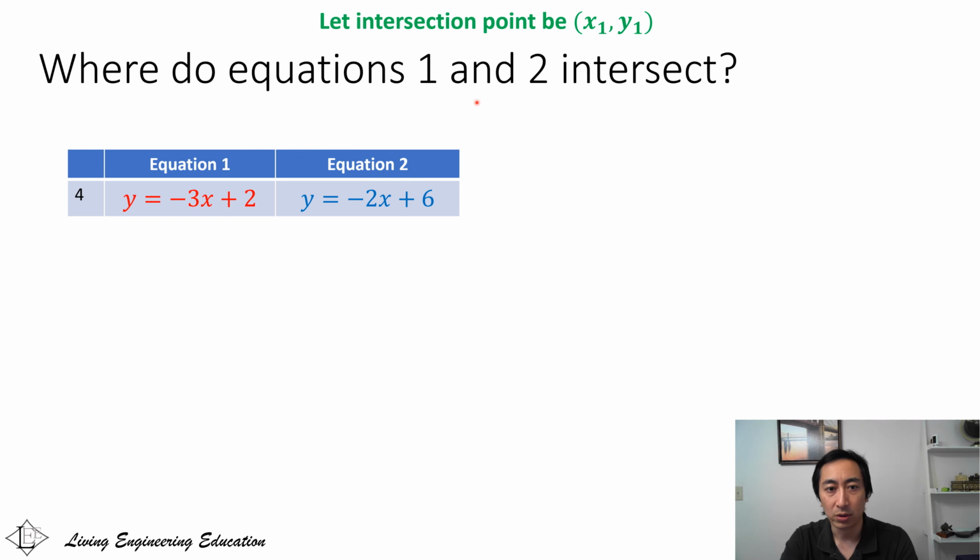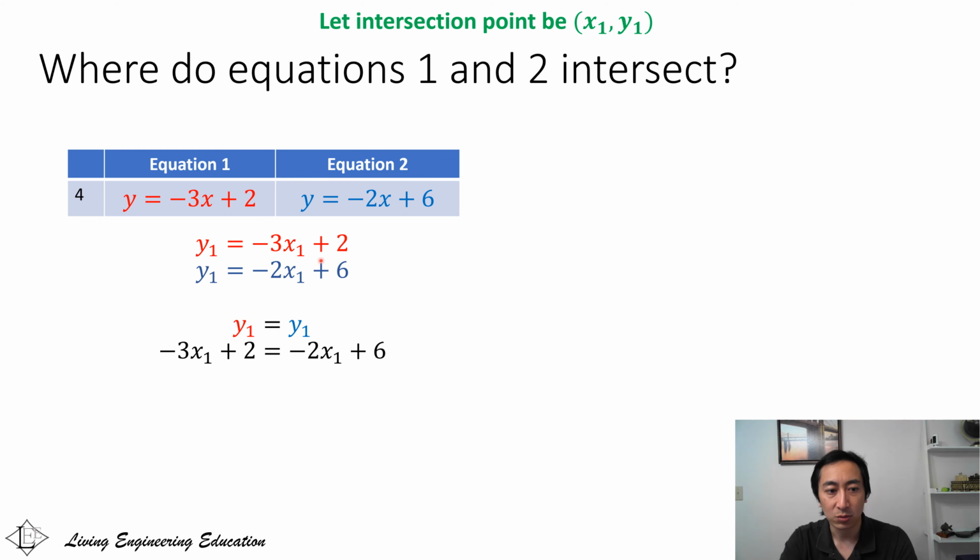Okay, so again, we're going to go x1, y1 for the point of intersection, plug it into equations 1 and 2, and then we equate both sides here. So we get negative 3x1 plus 2 equals negative 2x1 plus 6. And then we solve for x1, right? So move x1 to one side, move the constants to the other side. So I added 3x1 to both sides, I get an x1 term. I subtract 6 on both sides, I get a negative 4 term.